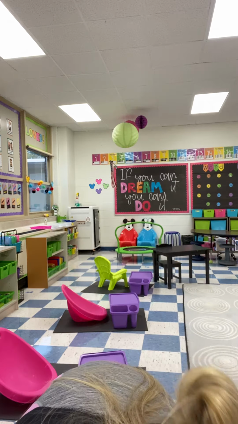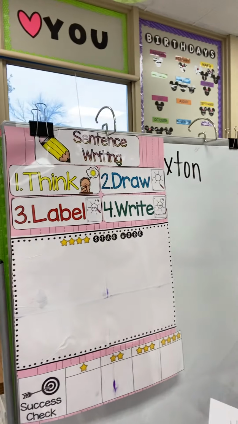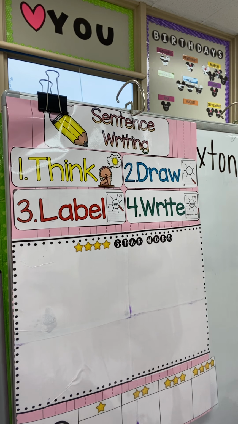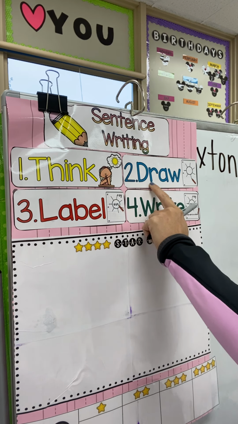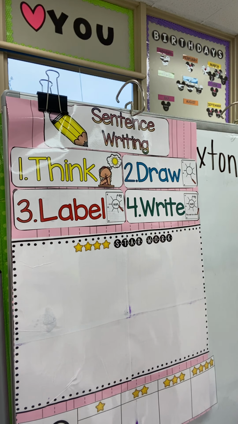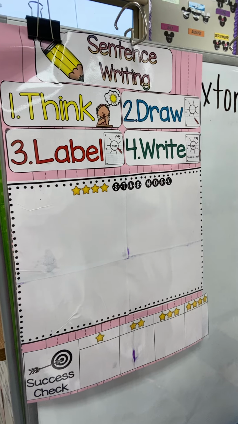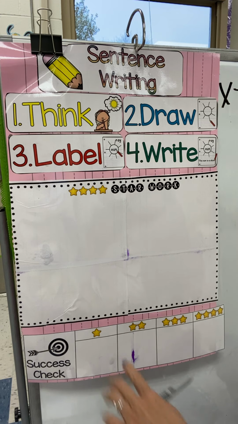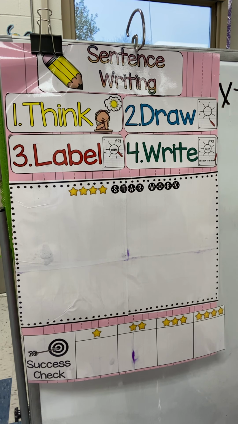So we're going to make a chart that you can use to help you create the best writing that you can make. So we're going to look at this chart. It's right here. And it says sentence writing. So remember our steps of writing: think, draw, label, and write. We're still going to follow those steps in our writing, but look at this chart here at the bottom. That's our success criteria. That means that we need to use this chart to help us figure out what 4-star writing would look like. So I'm going to show you what 1-star writing would look like.